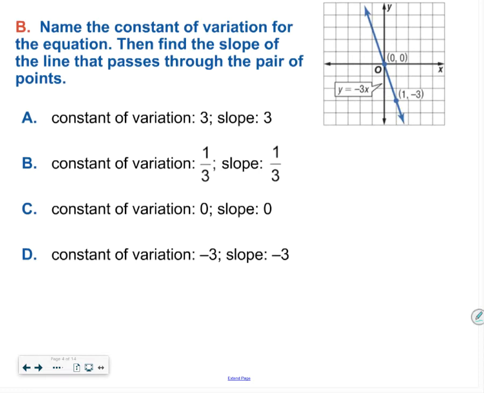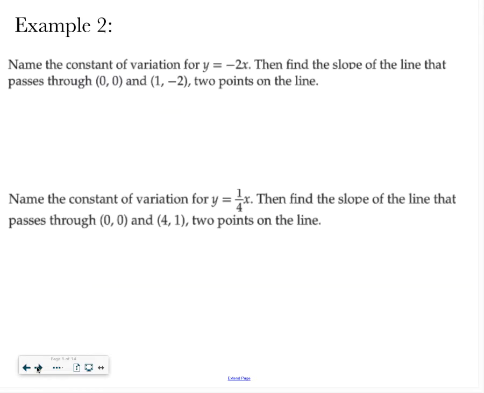Hopefully you determined that the constant of variation was negative 3 and the slope was negative 3. If you have questions about that, be sure to ask in class. Example 2, we want to name the constant of variation for y equals negative 2x, then find the slope of the line that passes through 0, 0, and 1, negative 2. Okay? So if we have our equation, we already have our constant of variation, which was negative 2.